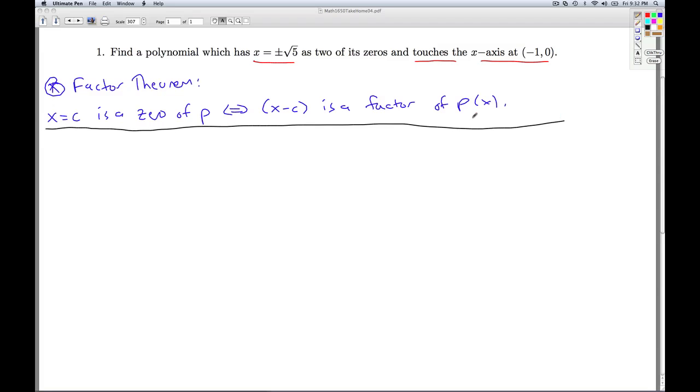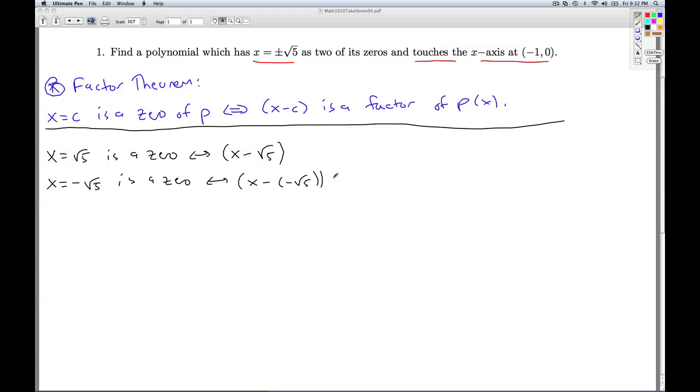What do we know? Well, we know that x equals radical 5 is a zero. So that corresponds to a factor of x minus square root 5 in the polynomial. x equals negative square root 5 is a zero, so that corresponds to x minus negative square root 5 being a factor. But x minus negative square root 5 is x plus square root 5.